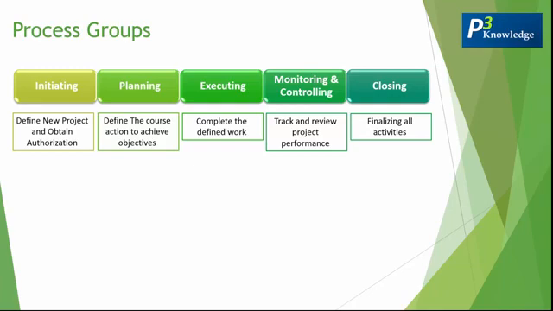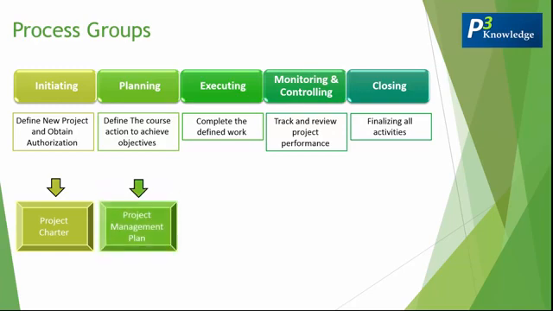So what about the main output from the initiating process group? It's actually the project charter, and it's that official document that will give you the formal authorization to start implementing and delivering your project. What about the output of the planning? It would be the project management plan, which is the complete course of action that needs to be taken in the overall project in order to achieve the objectives.